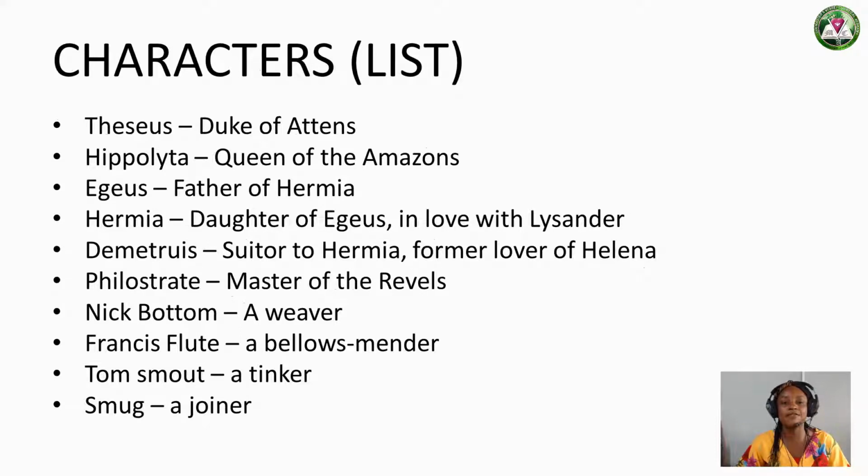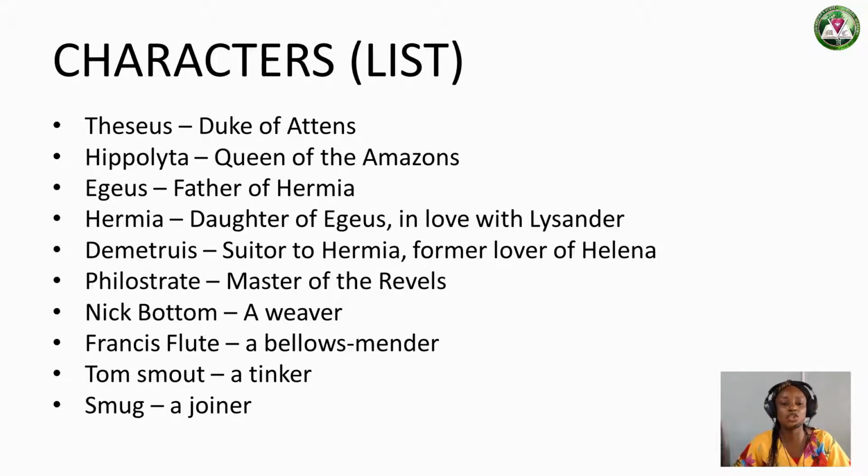Okay, we have the character list, the characters involved in the play. We have Theseus, who is the Duke of Athens. We have Hippolyta, Queen of the Amazons. We have Egeus, father of Hermia. And then Hermia herself is a daughter of Egeus, who is in love with Lysander, although her father wants her to marry Demetrius. Then Demetrius is a suitor to Hermia and former lover of Helena. Now remember, Helena is Hermia's friend.